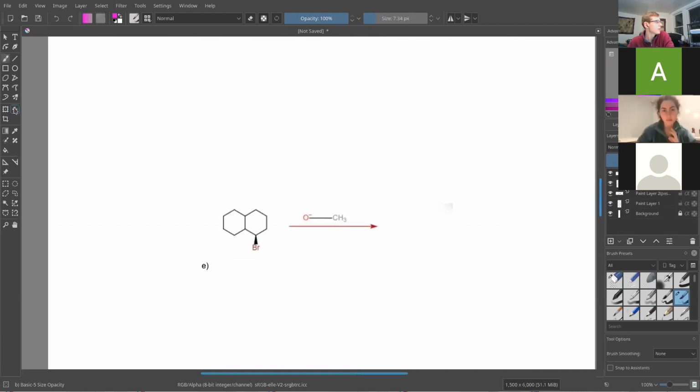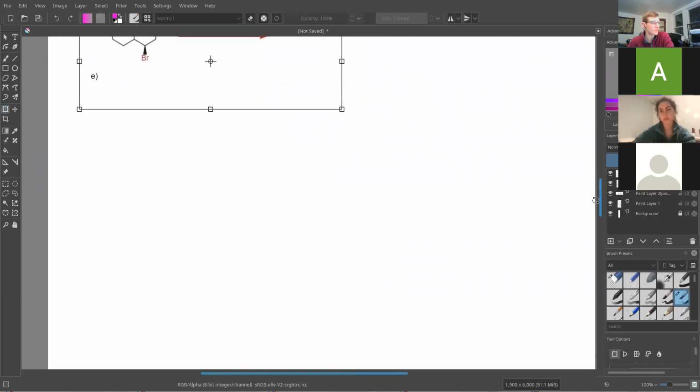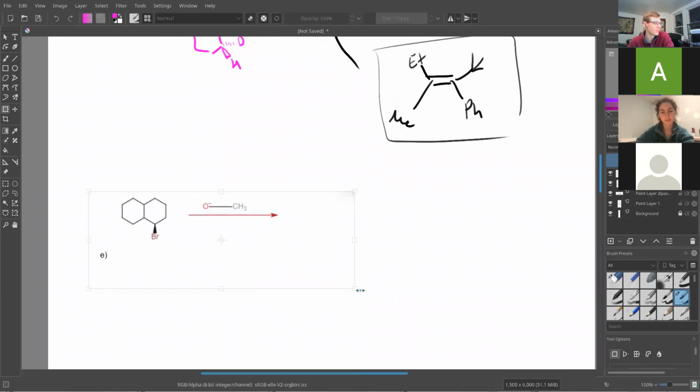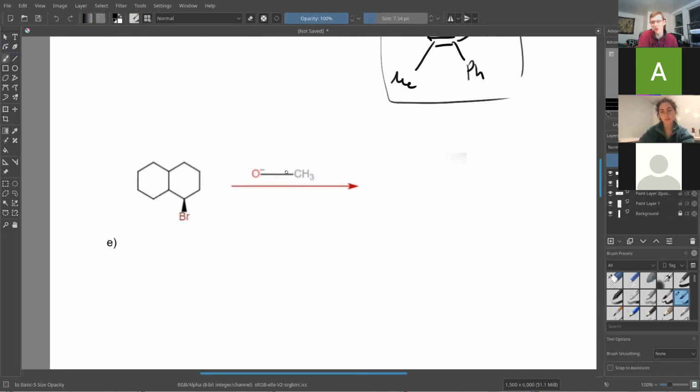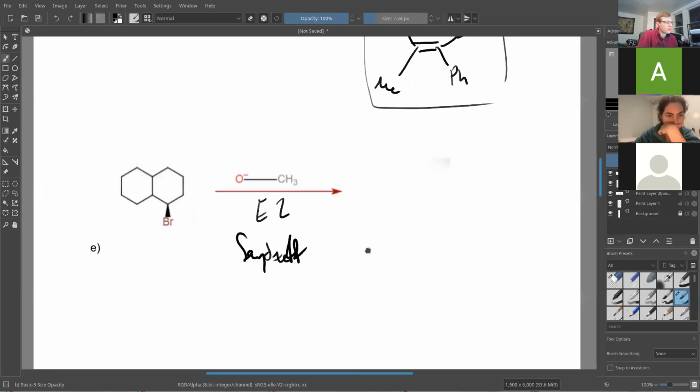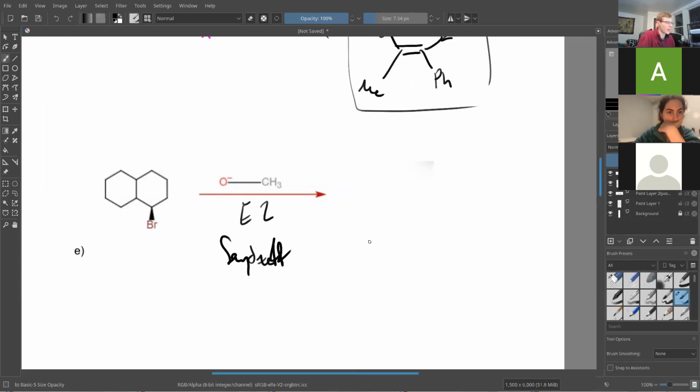Next. Here we go. It's one of these fused rings, and these things are terrible. Right? Let me not use pink anymore. Okay, so we have this O-methyl, which is really small. It's a really good base. So we're going to do E2, and is it going to be Zaitsev or Hofmann? Zaitsev. Yeah, it'll be Zaitsev, right? So it'll be the Zaitsev product.